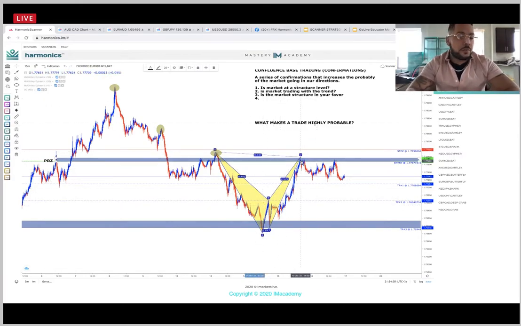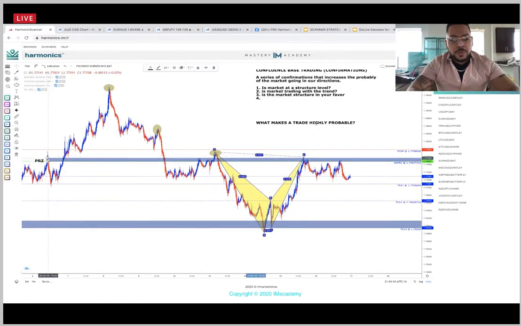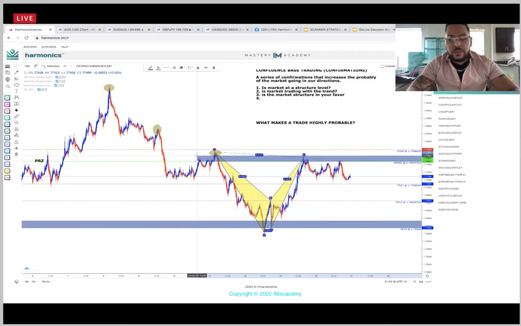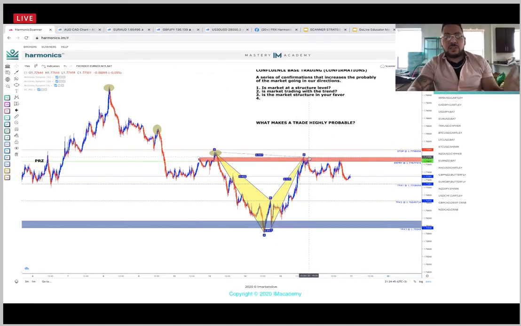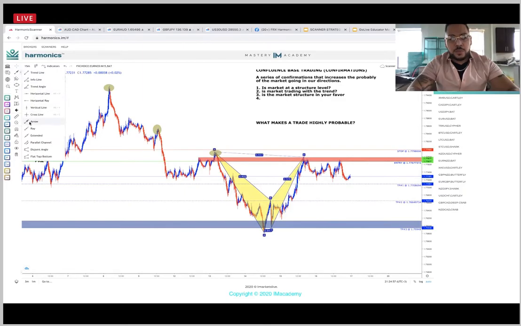So that's one confirmation. What's the second confirmation? The second confirmation is that this market is in fact at a resistance level, right over here. Being at a resistance level is another probability that the market may start coming down. That's another confirmation. Another confirmation is that the market is continuing to make lower lows. You see these high points right here in the market.